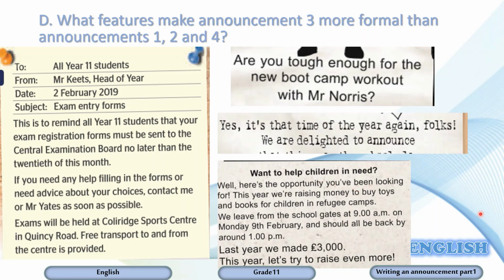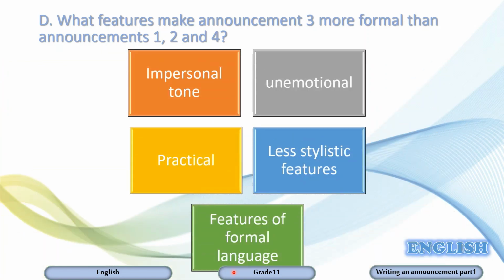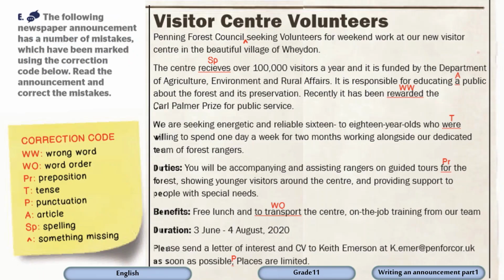Now let's summarize. So what are the features of formal language? The tone is impersonal and unemotional. The manner is practical, and there are fewer stylistic features such as rhetorical questions or exclamations. You can find them in informal announcements more than formal ones. All right, now we are going to do the activity number E.